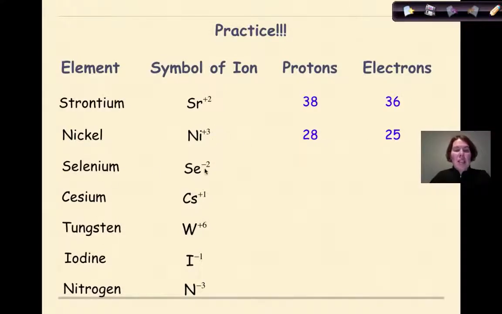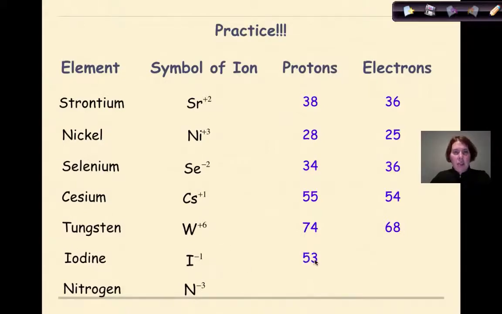Selenium with Se, 34 protons, 36 electrons. More electrons than protons, the difference is 2, therefore the charge is -2. Cesium, cesium will have 55 protons. It's +1, so if you said, hey, that's got to be 54 electrons, you're right. Tungsten with a symbol of W is +6. 74 protons, therefore for the number of electrons, because it's positive, we'll have 68. Because the difference between 74 and 68 is 6.